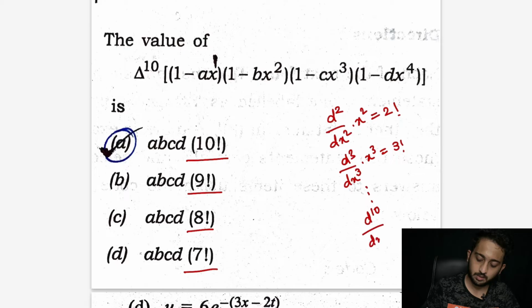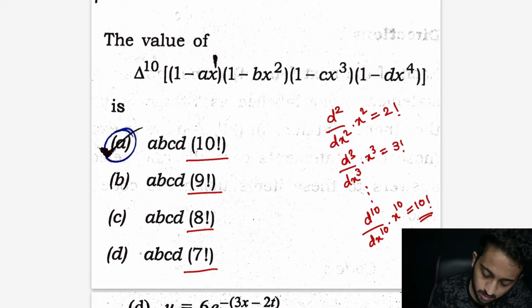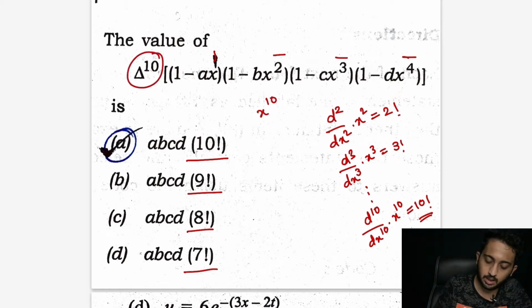D power 10 by dx power 10 of x power 10 is nothing but 10 factorial. So here when you see the question, the highest power of x is 1 plus 2 plus 3 plus 4. So x power 10 was there. So when you differentiate it 10 times, you would get 10 factorial. Since there is a constant besides every x value, that ABCD product would also come.